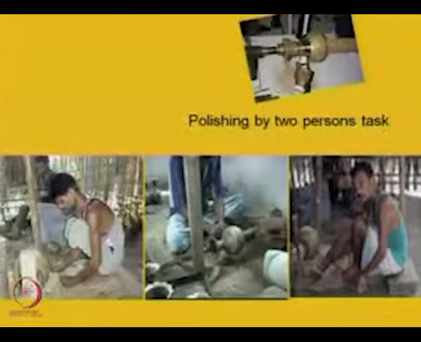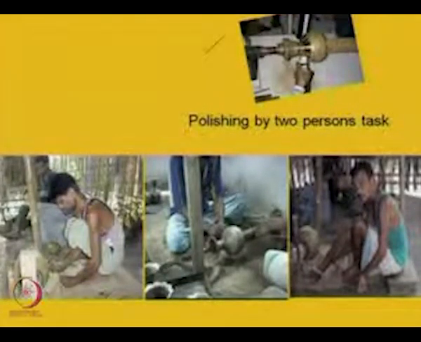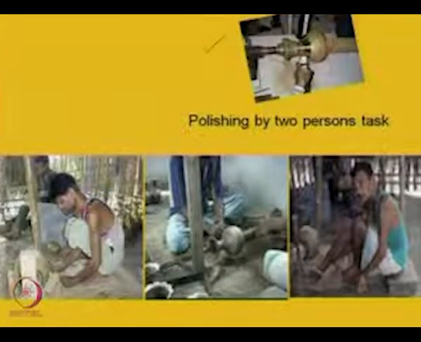This is a typical figure showing how the polishing is done. One person is pulling this shaft, and this is the brass wire fitted here, and with a knife it is being polished. So, polishing is a two-person task. One is pulling the thread and another person sitting on the opposite side is polishing.